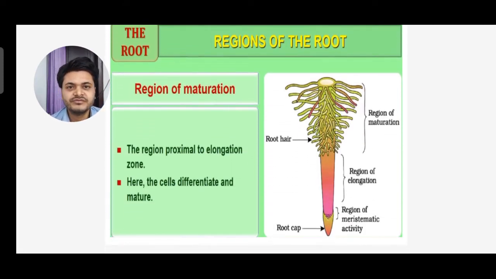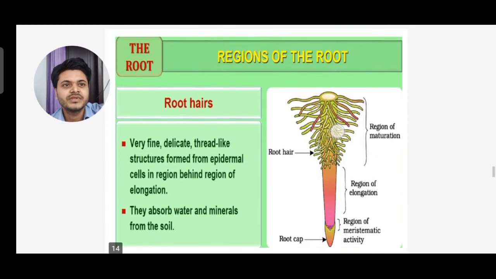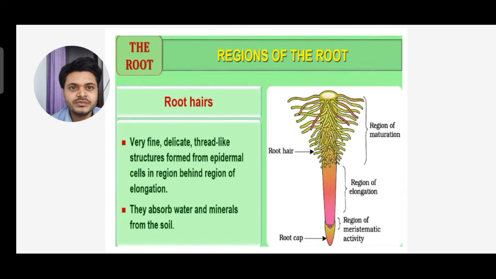Next, the region of maturation. This region is just above the region of elongation, proximal to the elongation zone. Here the cells differentiate and mature. Now moving to root hairs. Root hairs are very fine, delicate, thread-like structures formed from epidermal cells in the region behind the region of elongation, and they absorb water and minerals from the soil.